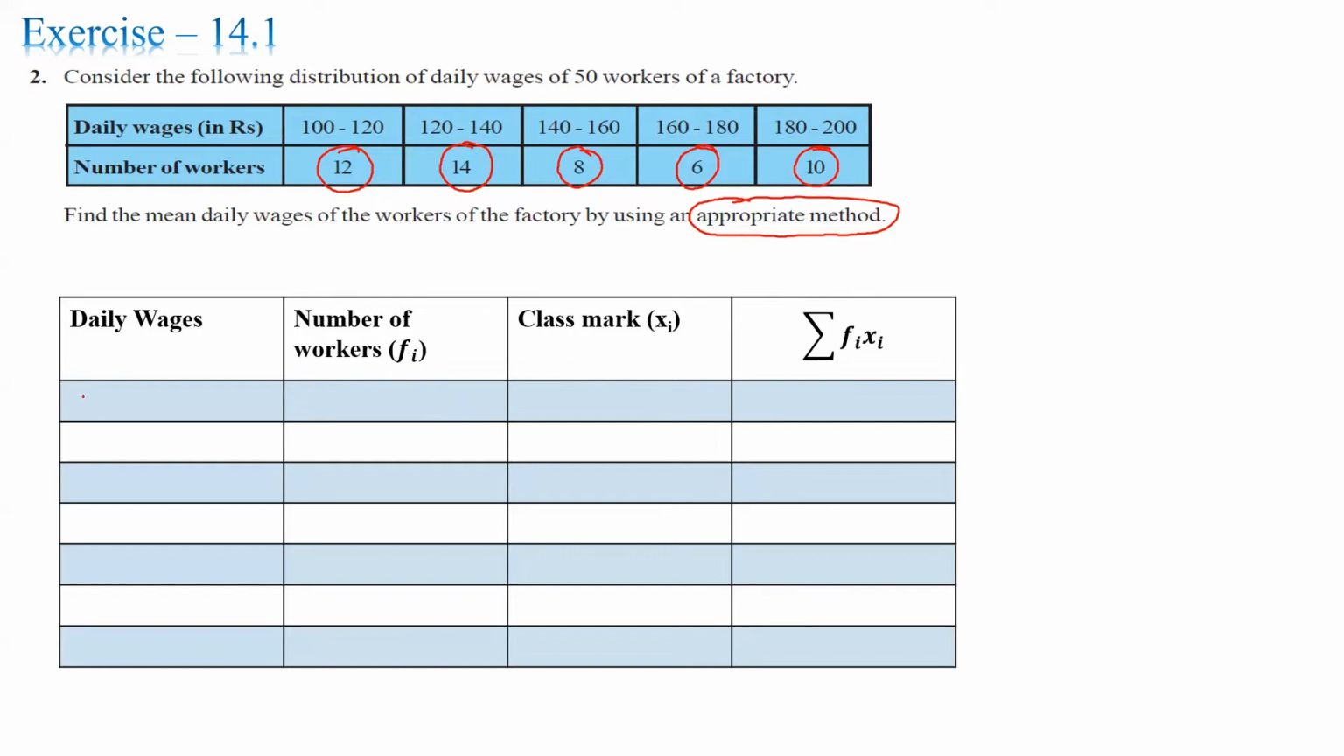First of all, we will write the daily wages here. 100 to 120. Next, 120 to 140. Next, 140 to 160. Next range is 160 to 180. Next, 180 to 200. Looking at the table, it might be clear that we are using the direct mean method only.